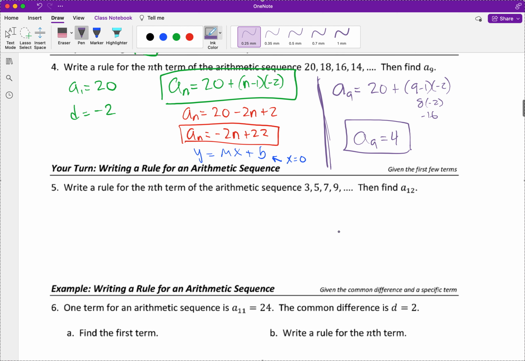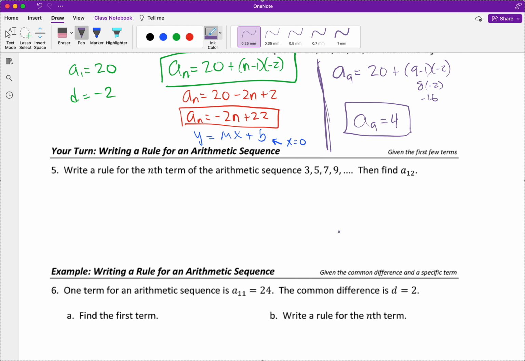All right, your turn. See if you can figure this out. You're going to write the rule for this arithmetic sequence that goes 3, 5, 7, 9, and then you're going to figure out what a12 is. So you should pause the video and figure that out.